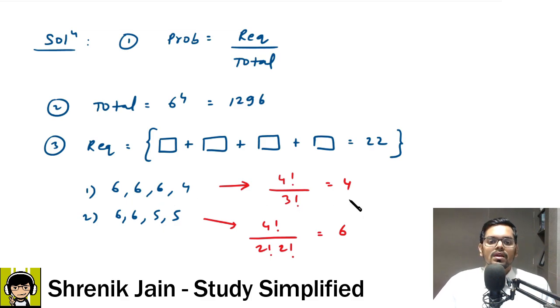The next case you can think of is 6 plus 6 is 12, and then I need 10 to make it 22, so 5, 5. Okay, so again if you use permutation, 4 factorial by 2 factorial, 2 factorial, 6 would be the outcome. If you do it manually, you might fail to get some cases, right? So permutation is the best way to avoid any confusion. Just do the arrangement. 4 factorial by 2 factorial, 2 factorial comes out to be 6. So total requirement has 10 such possibilities.